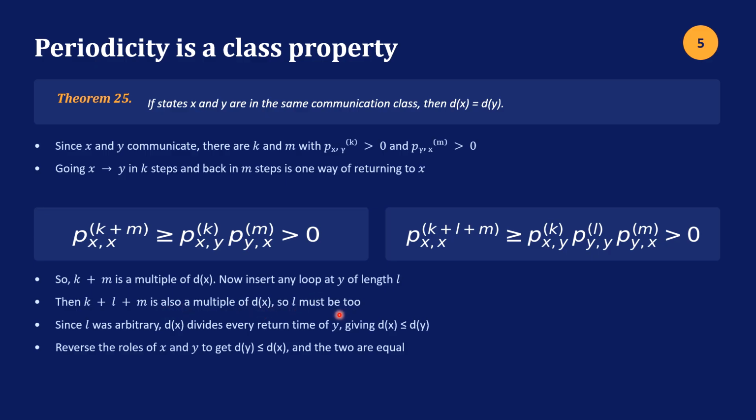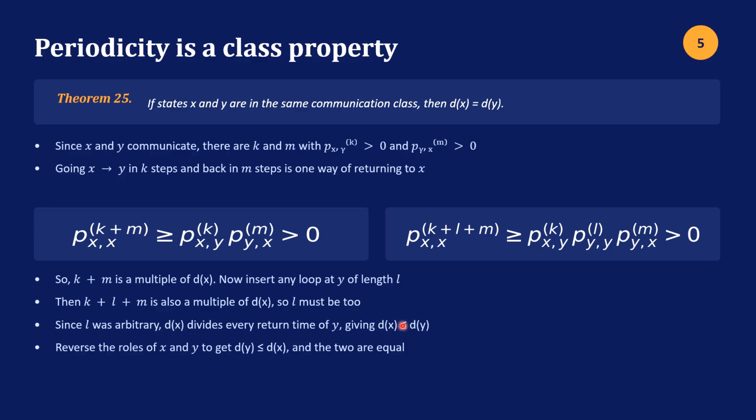And that's the number theory result I mentioned. The difference of these two is L. So L is a multiple of d of x. So in other words, L equals some constant times d of x. Since L was arbitrary, d of x divides every return time L of y. We just picked one, L here, but d of x divides all of those.